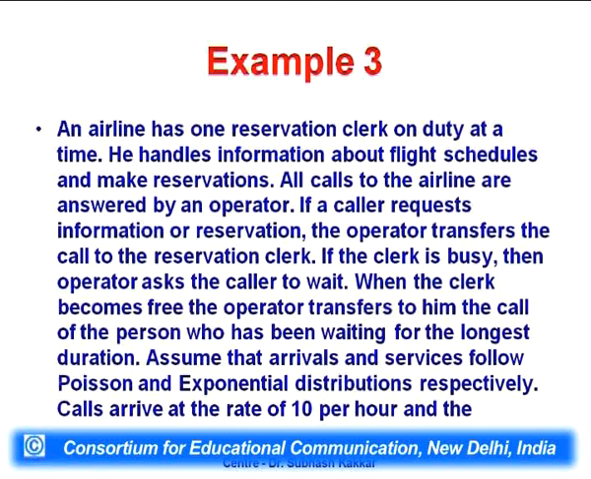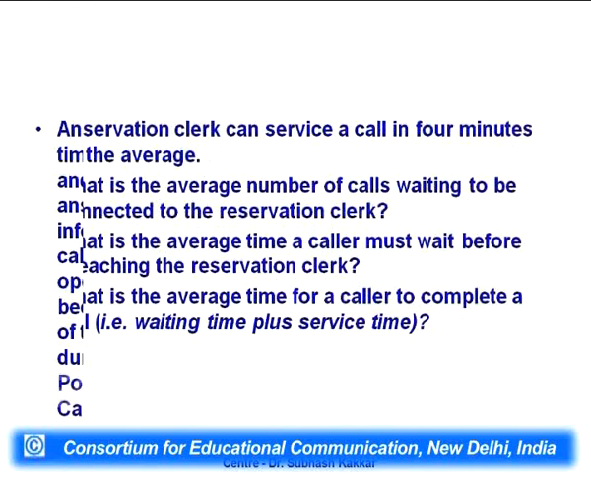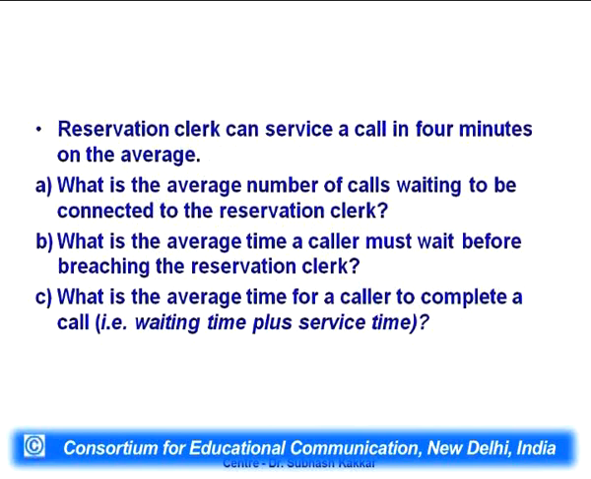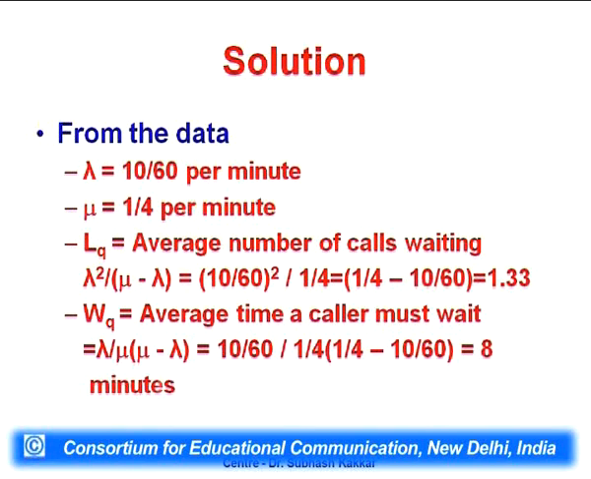Assume that arrivals and services follow Poisson and exponential distributions respectively. Calls arrive at the rate of 10 per hour, so the arrival rate is 10 per hour, and the reservation clerk can service a call in 4 minutes. So, this gives the service rate also. From this, we will have the answer. Per minute, the arrival rate is 10 by 60 per minute and the service rate is 1 by 4 per minute, because 4 minutes are required to service one caller.